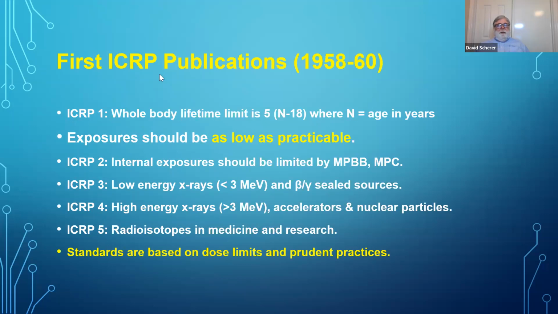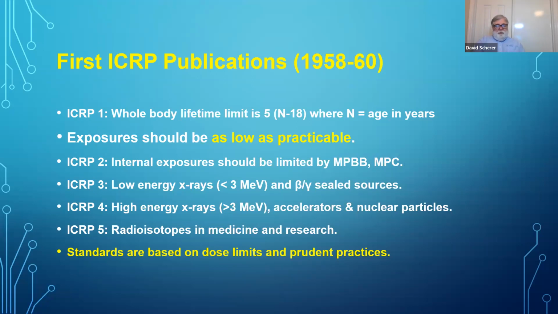The first ICRP publications that were actually published separately as standalone documents came in 1958 through 1960. There were 5 committees, there were 5 reports. The first one established the whole body lifetime limit as 5 times (n minus 18), where n is the age in years. So 5 rem for every year over the age of 18. That became the occupational standard at the time. But they also indicated that exposure should be maintained as low as practicable.